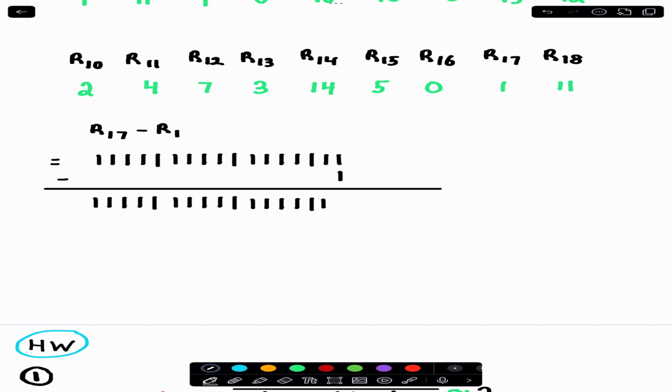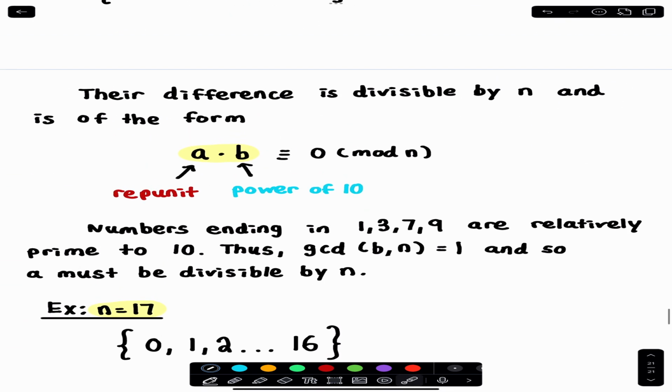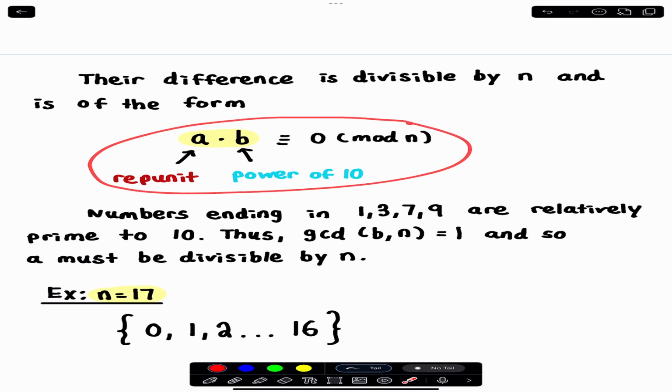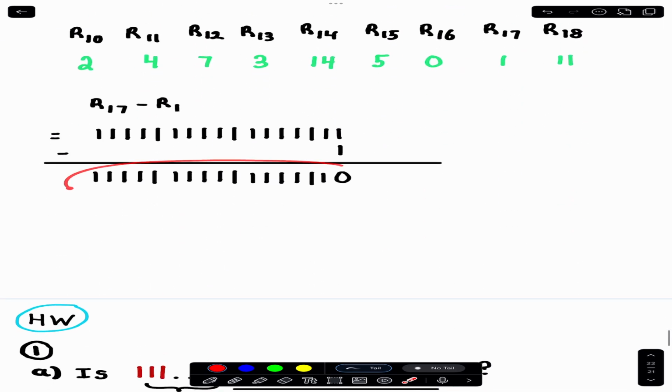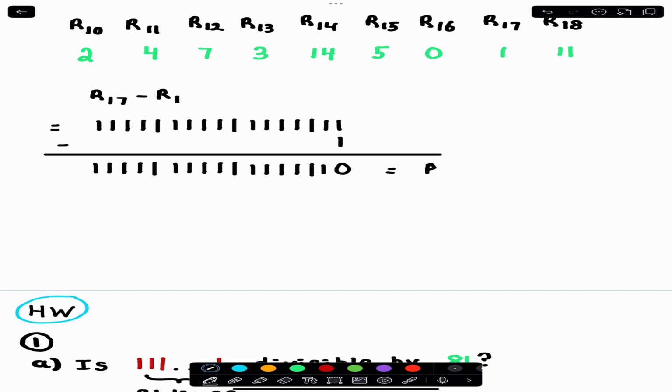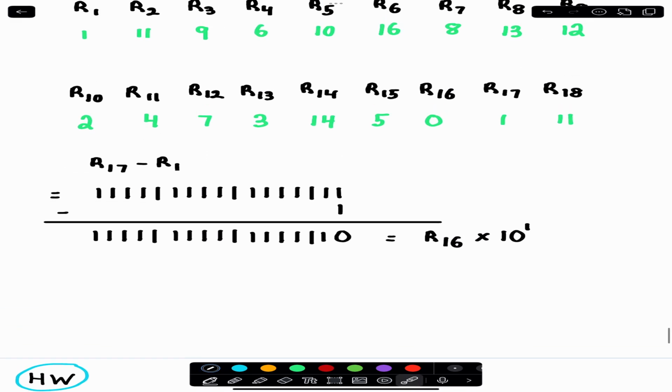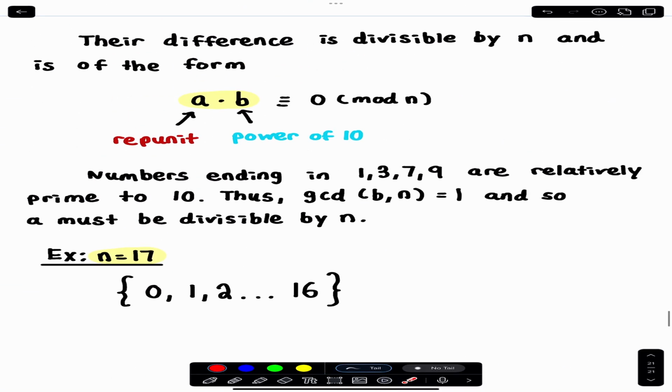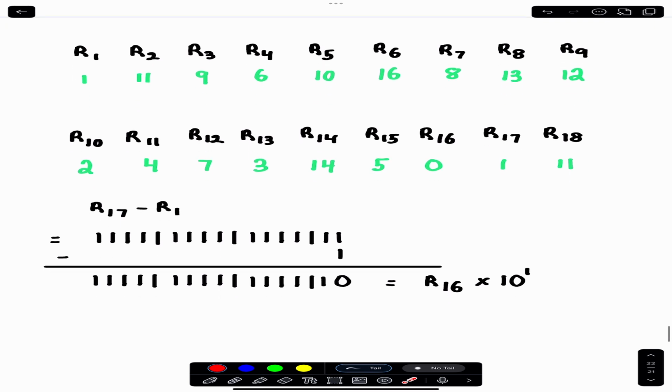And then a 1 and a 0 at the end. So do you see how that lines up with something like this? Because this is equal to basically a rep unit times, in this case, a 10 to the power of 1. And specifically, it's equal to rep unit 16 times 10 to the power of 1. So make sure you see how we get this form. See how it's of a form rep unit times power of 10.